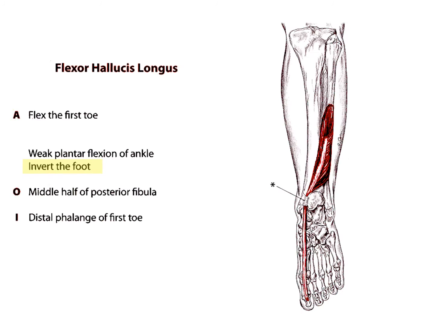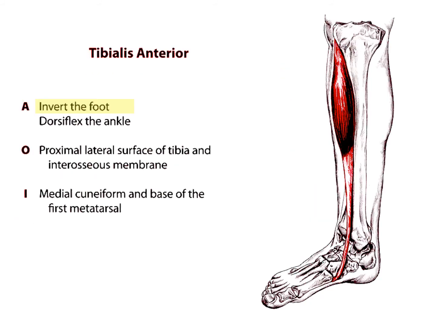The flexor hallucis longus, which was previously shown to assist with plantar flexion of the ankle, enters the foot on the inside of the ankle and therefore assists with ankle inversion. The tibialis anterior, which was previously shown to assist with dorsiflexion of the ankle, enters the foot on the inside of the ankle and therefore assists with ankle inversion.